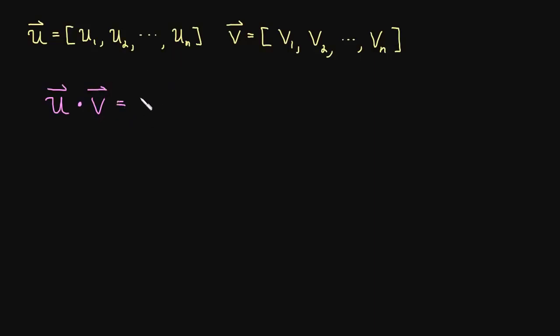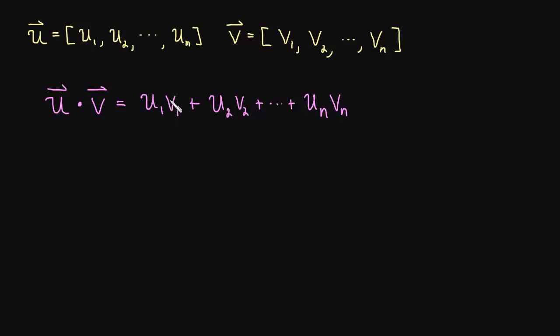The way that we do this is we do u1 times v1 plus u2 times v2 plus u3 times v3, and so on, all the way till we get to the end, un times vn. Why is that a surprising way to define a product of two vectors? Well, look at the result. What kind of object is this?